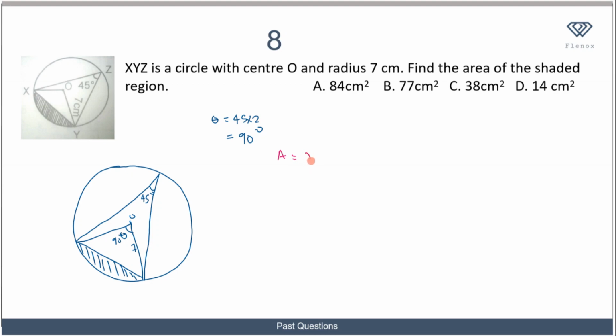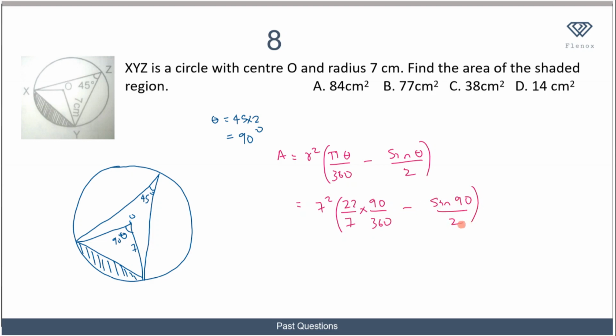The area of a segment is given as r squared into bracket pi theta over 360 minus sine theta over 2. So what does that become? My radius is given as 7 squared into bracket, my pi is 22 over 7 times my theta is 90, then over 360, then minus sine 90 over 2. So what does that become?